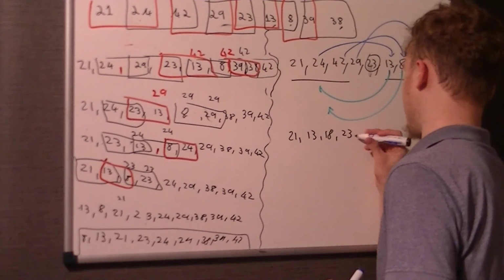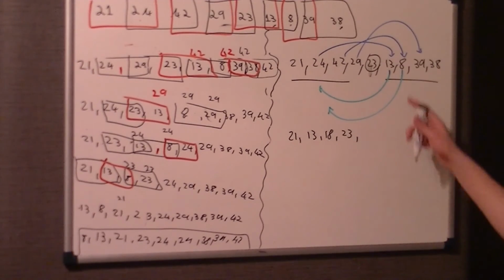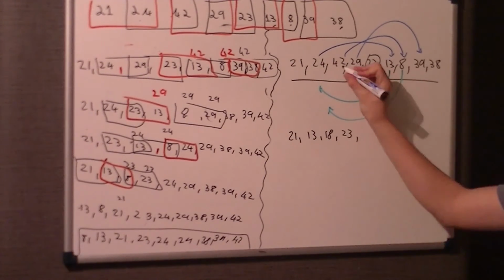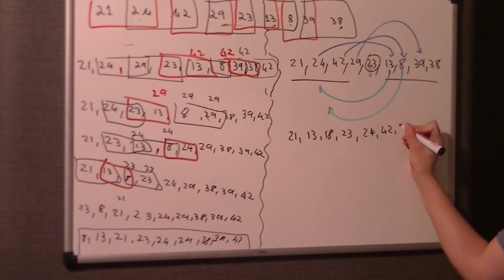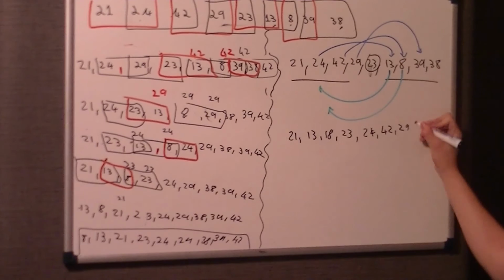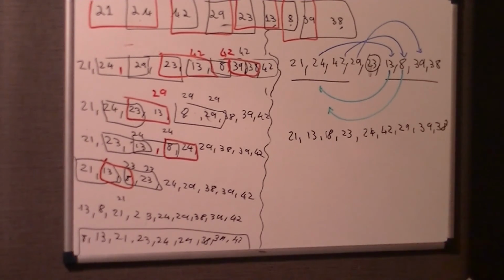And then it's going to be 23. And then everything on the left-hand side, we write before these 39 and 38, okay? So we're moving 24, 42, and 29, okay? And then we write 39, 38. And we can't use 23 as the pivot again, okay?